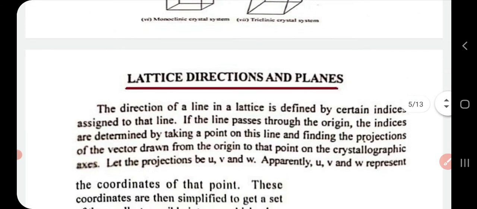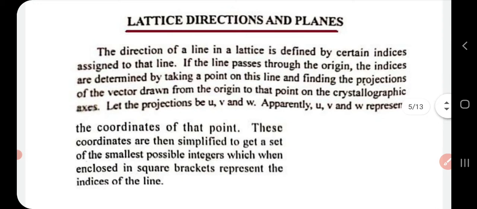Then lattice directions and planes. The direction of a line in a lattice is defined by certain indices assigned to that line. Now what happens if the line passes through the origin? Then the indices are determined by taking a point on this line, and then finding the projections of the vector drawn from the origin to that point on the crystallographic axes.